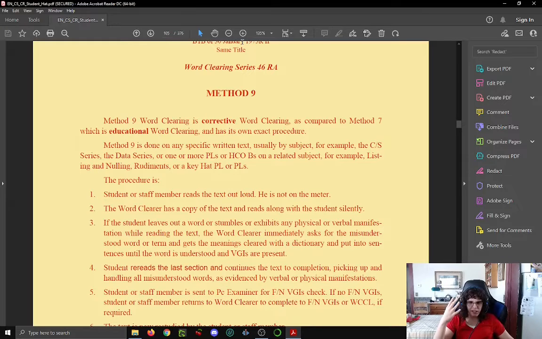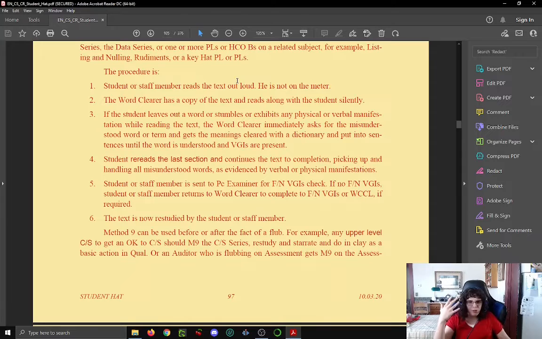4. Student rereads the last section and continues the text to completion, picking up and handling all MUs as evidenced by verbal or physical manifestations. 5. Student or staff member sent to the PC examiner for FNVGIs check. If no FNVGIs, student or staff member returns to word clearer to complete to FNVGIs or WCCL, that's the word clearing correction list, if required.